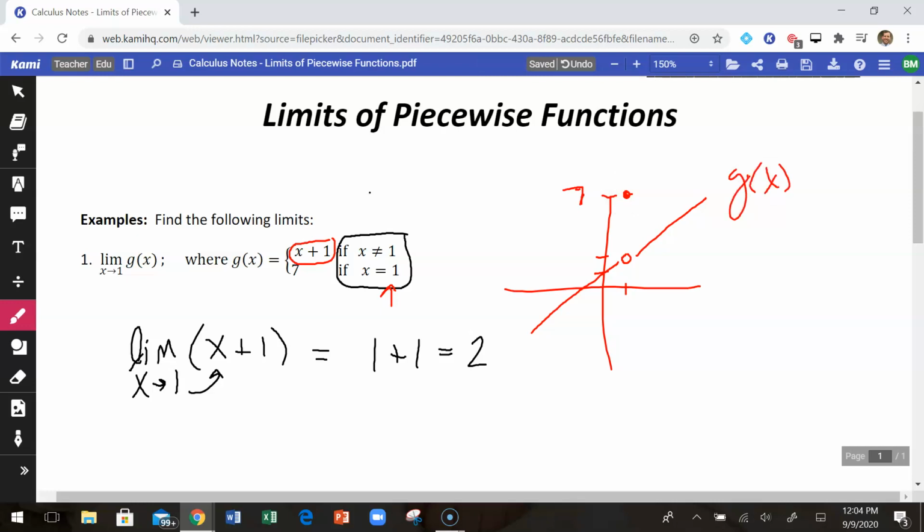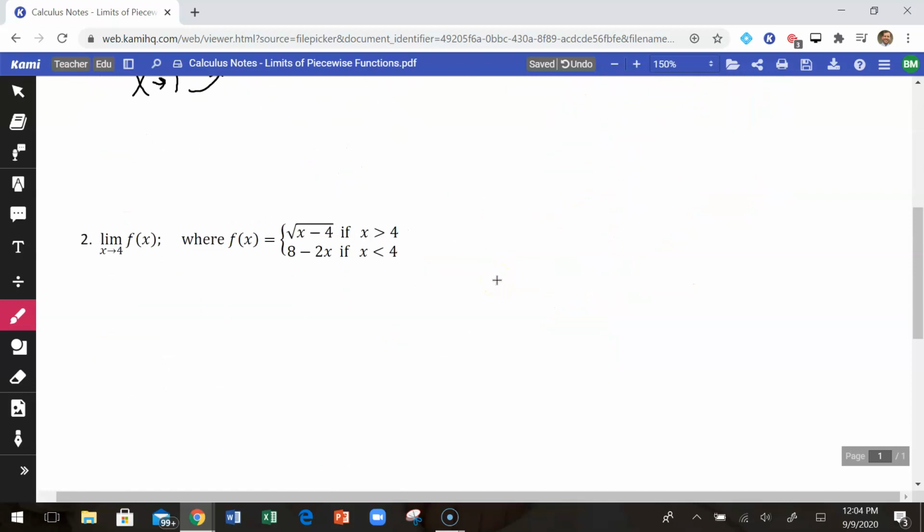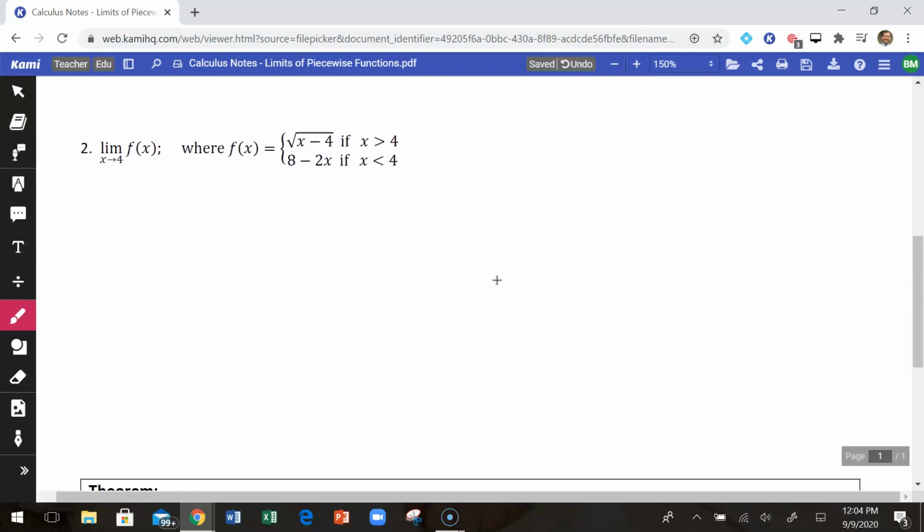But again, if we're talking about limits, we're saying, what does it look like our y value should be as our x's get closer and closer and closer to 1? You know, if we get closer and closer to 1, it looks like our y value is going to be 2. However, the actual y value is 7. But again, for limit, that doesn't matter. Okay. The next piecewise function that we have is the limit as x approaches 4 of f of x.